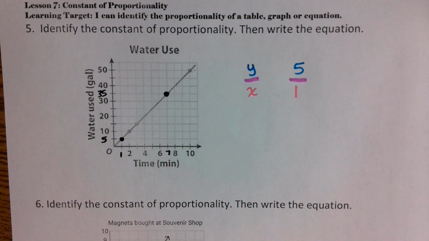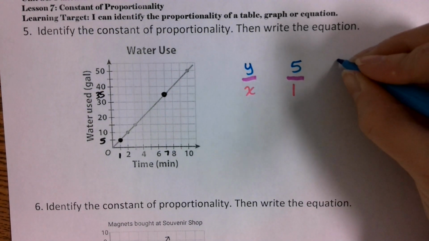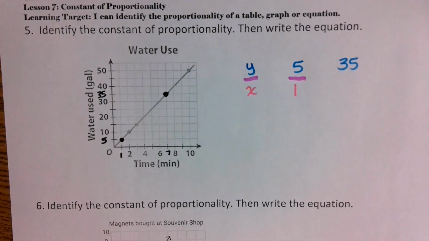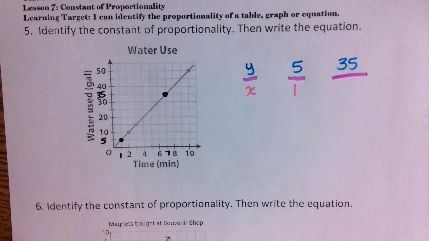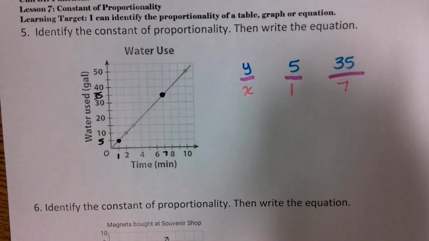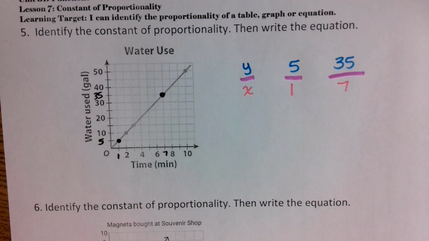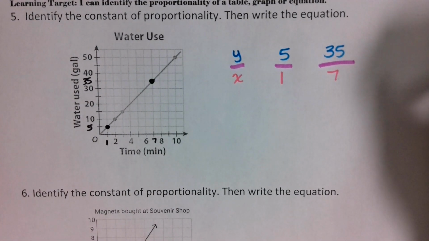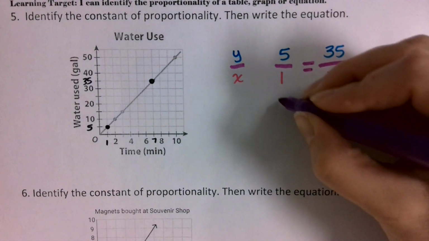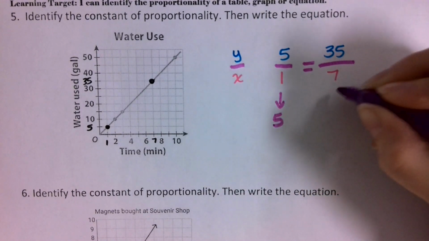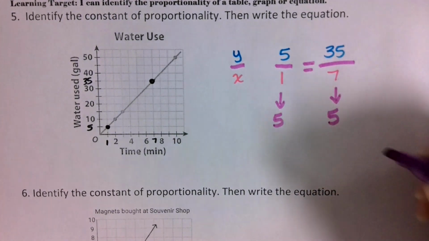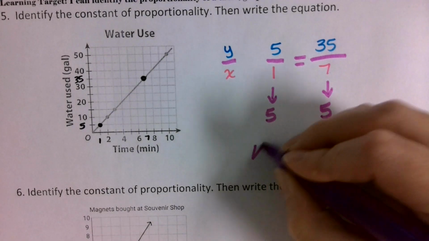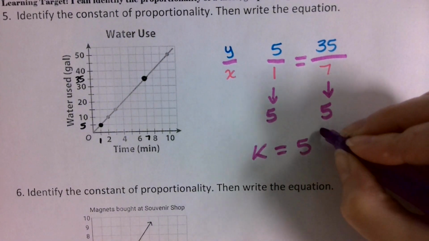Let's go ahead and see. We're going to check to make sure that they are the same. We put the y value, which was 35, over the x value, which was 7. Are those going to be the same? Are they equal to each other? Do they both equal the same thing? Yeah, they both are equal to each other because they both come out to equaling a constant of proportionality of 5. So your k factor is 5.